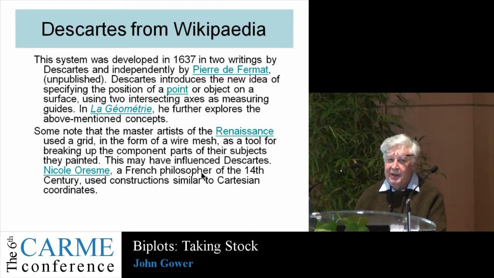Now I've got this from Wikipedia. I've given up Wikipedia after this slide. But it says here that this system, the Cartesian coordinate system, was developed in 1637 in two writings by Descartes, and what I didn't know, independently by Fermat, unpublished, in Toulouse presumably. And he introduced the new idea of specifying the position of a point or object on a surface using two intersecting axes as measuring guides.